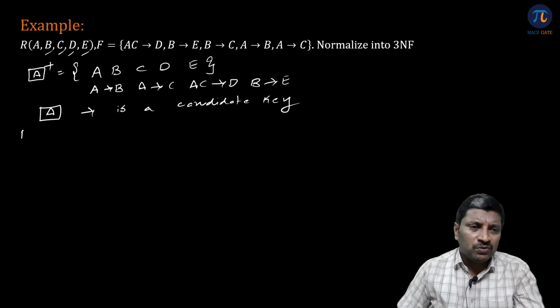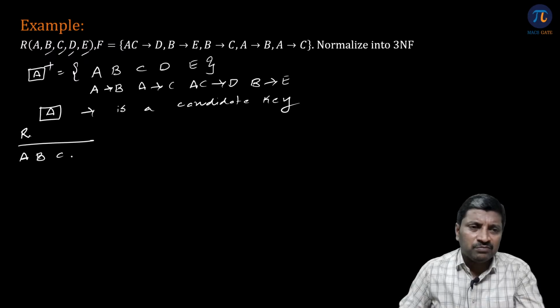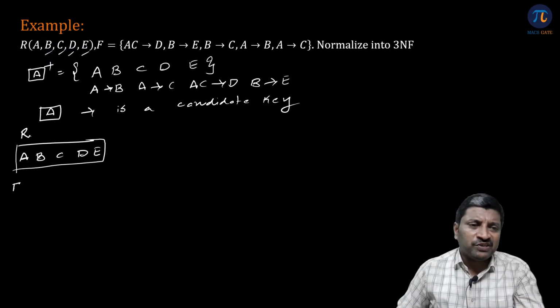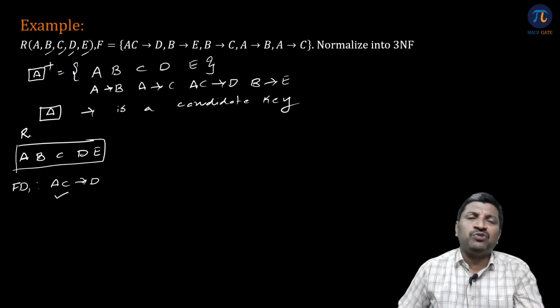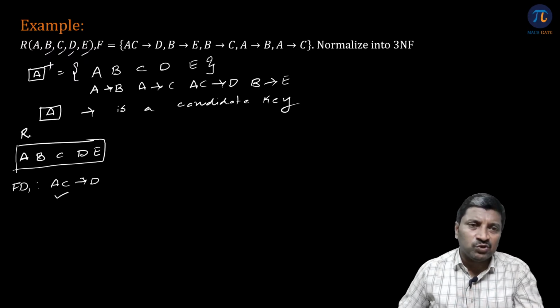Right? So what is the relation, sir? We are having A, B, C, D, E. What is the first functional dependency, sir? AC implies D. It is following the rules because the left is a super key.